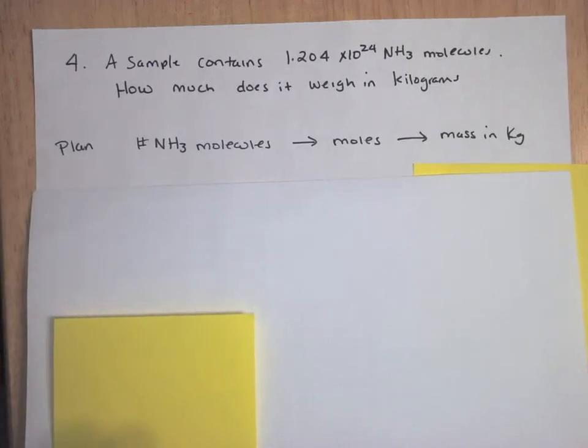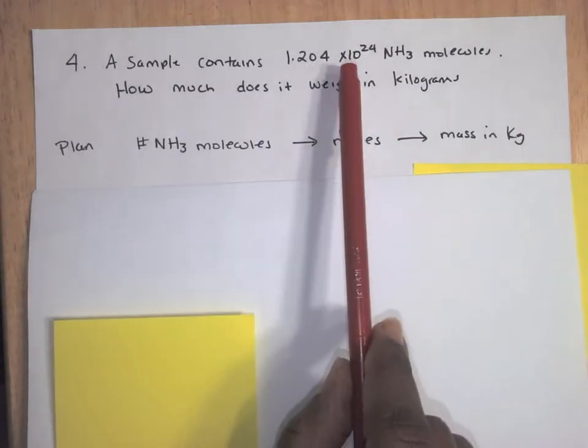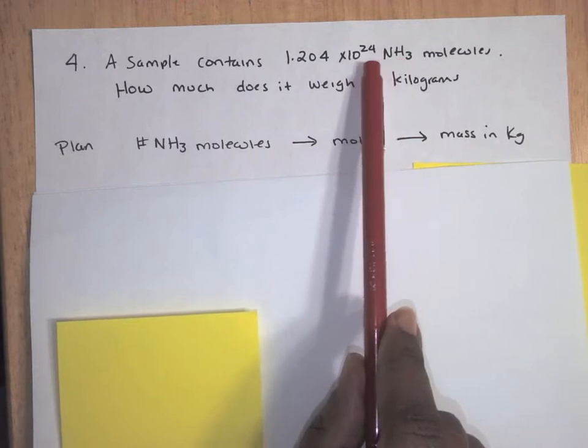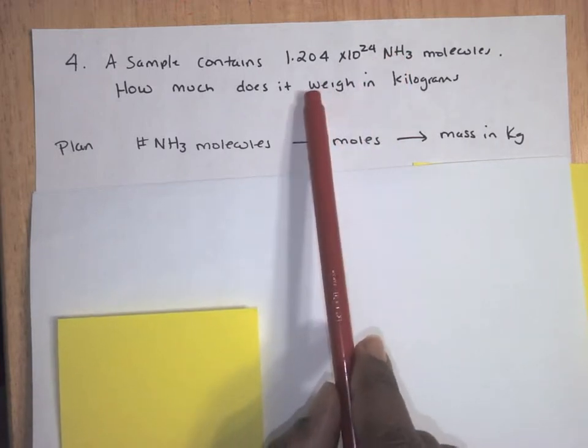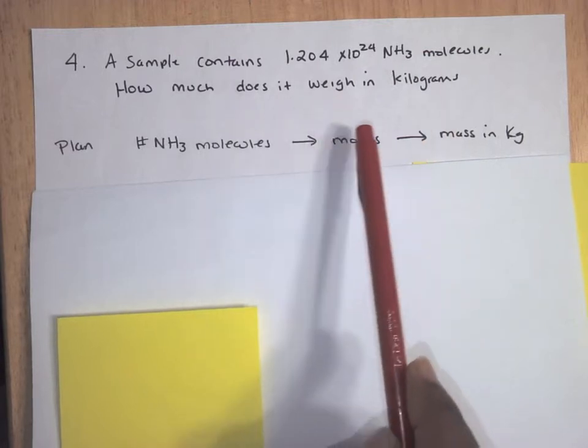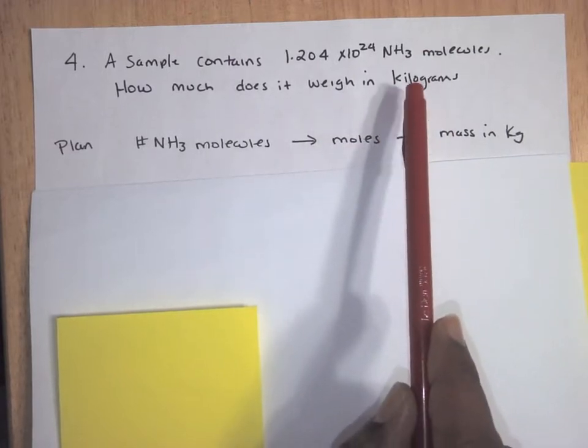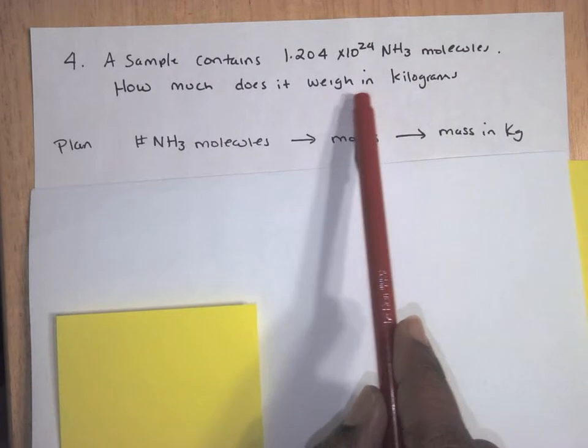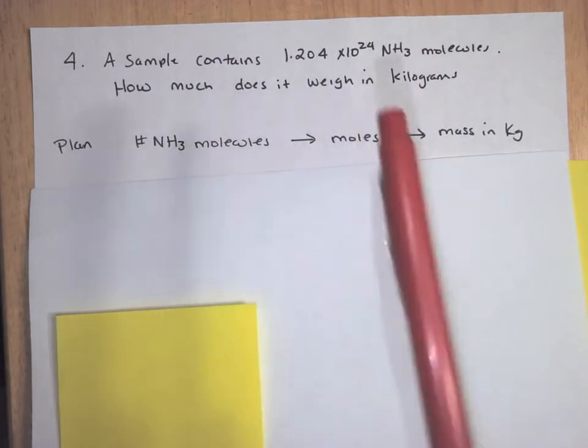This problem says a sample contains 1.204 times 10 to the 23 NH3 molecules. How much does it weigh in kilograms? So in this case, I am given the number of molecules and I'm asked to find the mass. But I'm specifically asked to find the mass in kilograms. So in the end, I'm going to have to do an additional conversion.